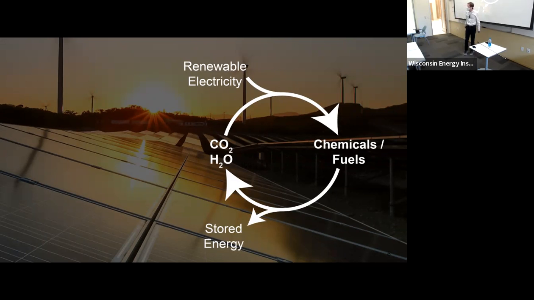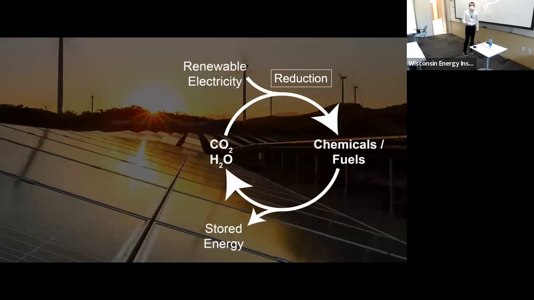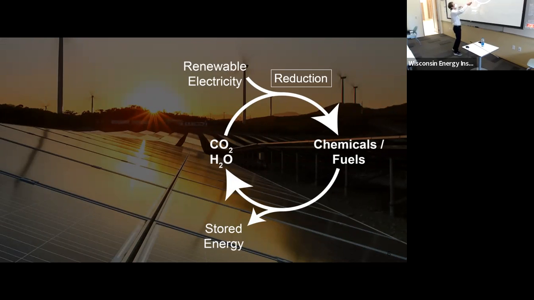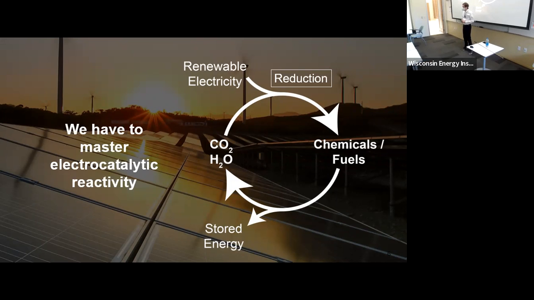Now, the question is, how do we want to do that? And what do we need to control in order to achieve this transformation? At the heart of all of this is we need to be able to reduce carbon dioxide. It's a reduction process. And to do this, we need to master electrocatalytic reactivity. Now, what is electrocatalysis? Electrocatalysis is a method that allows us to use electricity to drive chemical reactions.